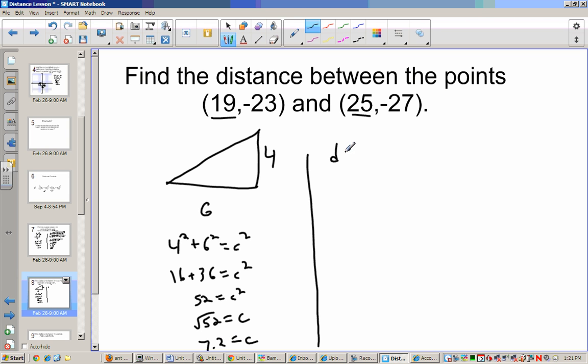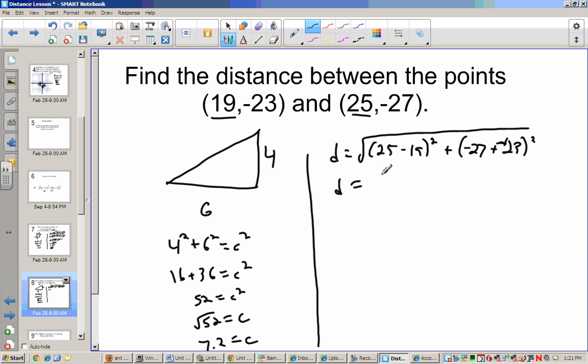Now to do it the other way, we're going to take 25 minus 19 squared plus 27 minus negative 23 squared. That turns to a positive. So that's 6 squared plus 4 squared, or negative 4 squared, I should say. And that's going to be 36 plus 16, which is 52, which again is 7.2.